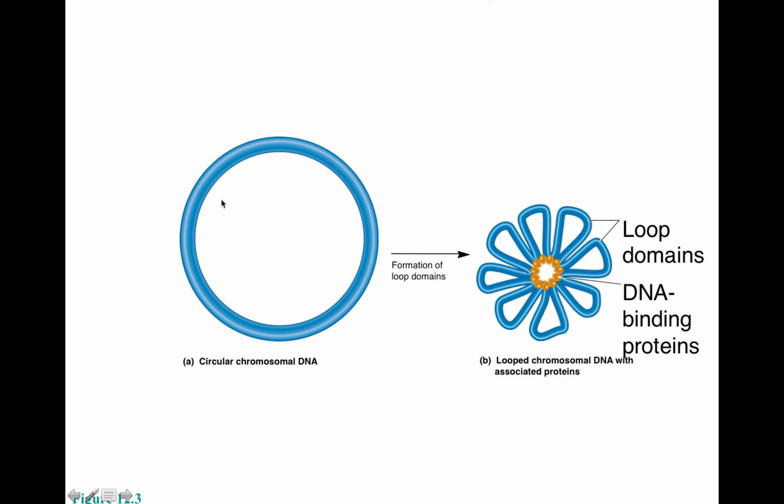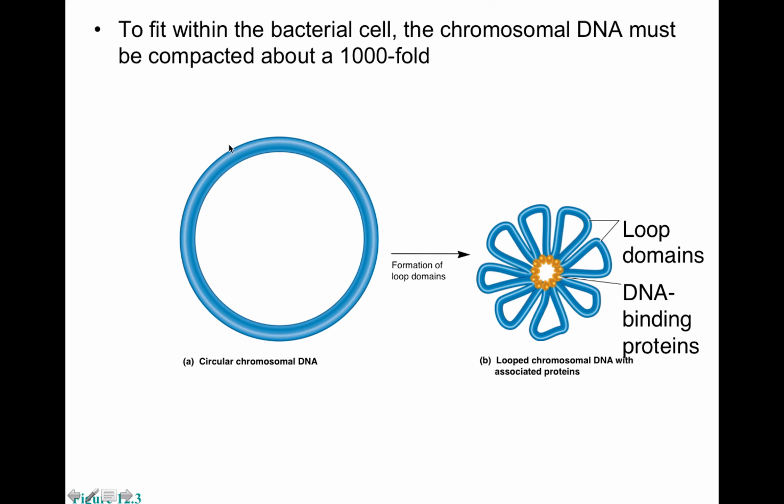Now, we have to get all this DNA packaged into the bacteria cell. To fit inside the cell, it has to be compacted about 1,000-fold. There are proteins that bind to specific DNA sequences all along the circular chromosomal molecule, and they organize the DNA into loops. These proteins bind to the DNA, and then just like a purse string, they bind to each other and create these loops that make the chromosome look like a flower here.